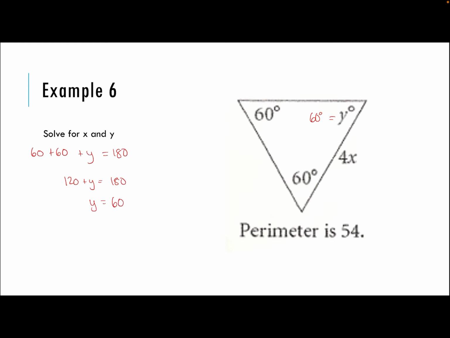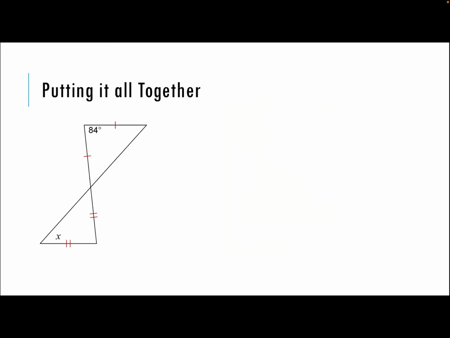Now to solve for x, we know the perimeter of the triangle is 54. Because the triangle is equilateral, we know all three sides are congruent, which means that this side is 4x, this side is 4x, and this other side is 4x. So what we're solving is the equation 4x plus 4x plus 4x equals 54. And so that's the same as 12x equals 54. And we divide both sides by 12, and we're going to get x equals 4.5. So yes, it is possible to get a decimal. They happen all the time. So x is 4.5.